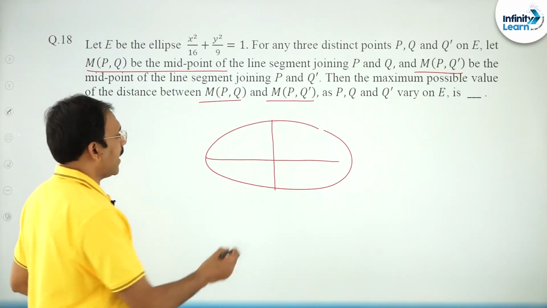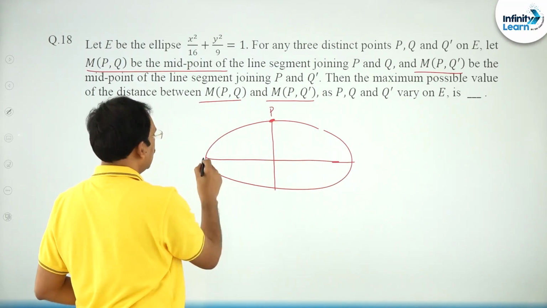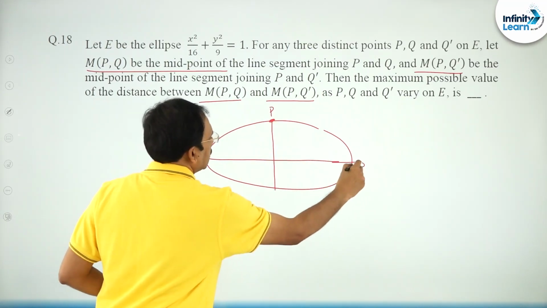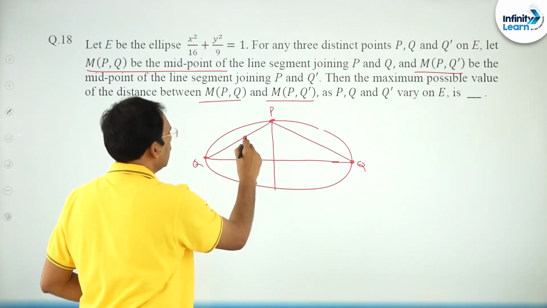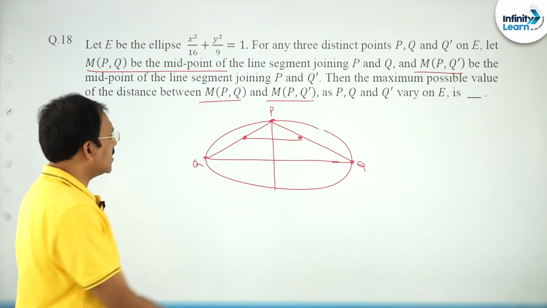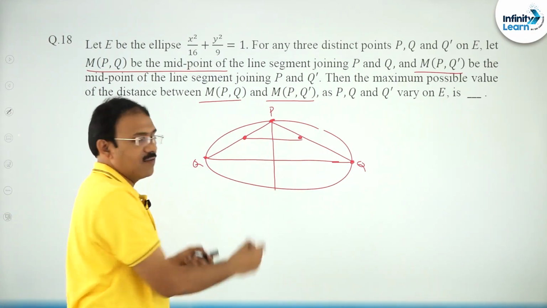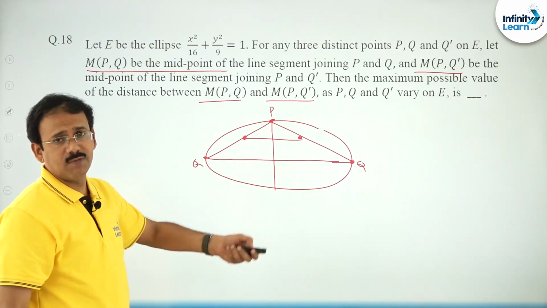To get the maximum, if you choose P here and Q dash here at the extremities, and take these midpoints, then you will get the maximum distance. Otherwise, wherever you choose the triangle varies, the midpoints will vary accordingly. This is the maximum possible.